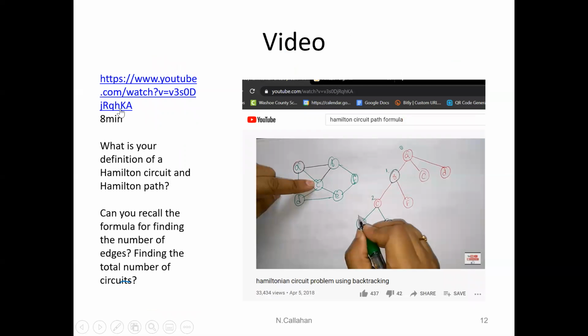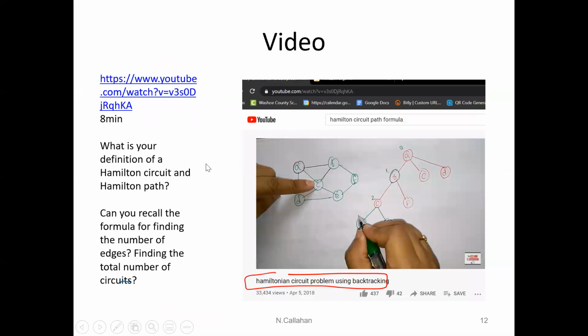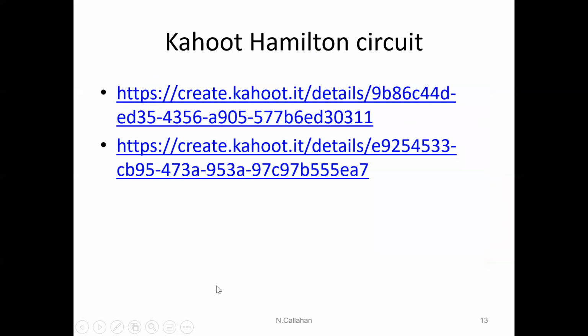Okay, so then let's take a look at this right here. So the video I want you guys to watch is called Hamiltonian Circuit Problem Using Backtracking. It is about 8 minutes, so you can either type in this URL right here, or you can go ahead and just Google this part into YouTube. When you're done with the video, ask yourself and write this down: what is your definition of a Hamilton circuit and Hamilton path? Next, can you recall the formula for finding the number of circuits?